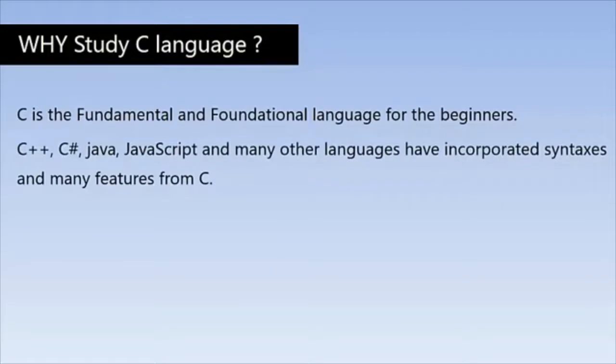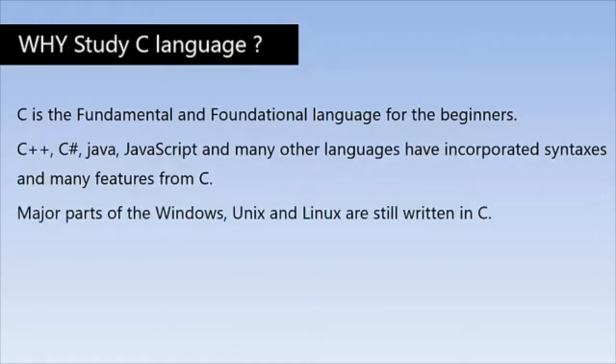C++, C Sharp, Java, JavaScript and many other languages have incorporated the syntaxes and many features from C. Apart from C, there are plenty of languages out there in the world, but most of them follow most of the syntaxes we have in C. So if you know the things in C, you will find any other language very easy. You will not find difficulties in writing programs in other languages because all languages follow most of the features of C.